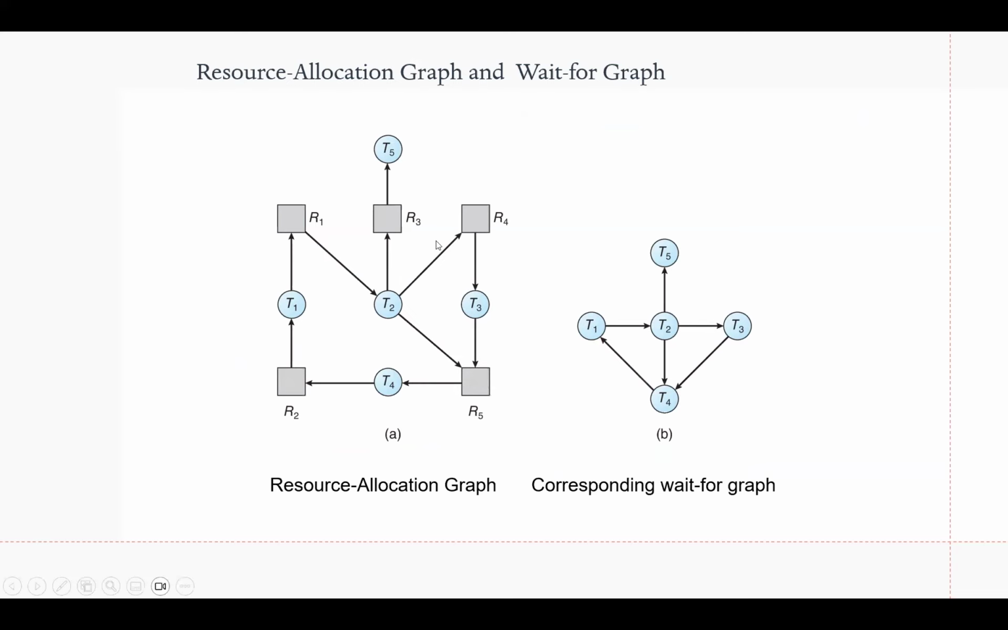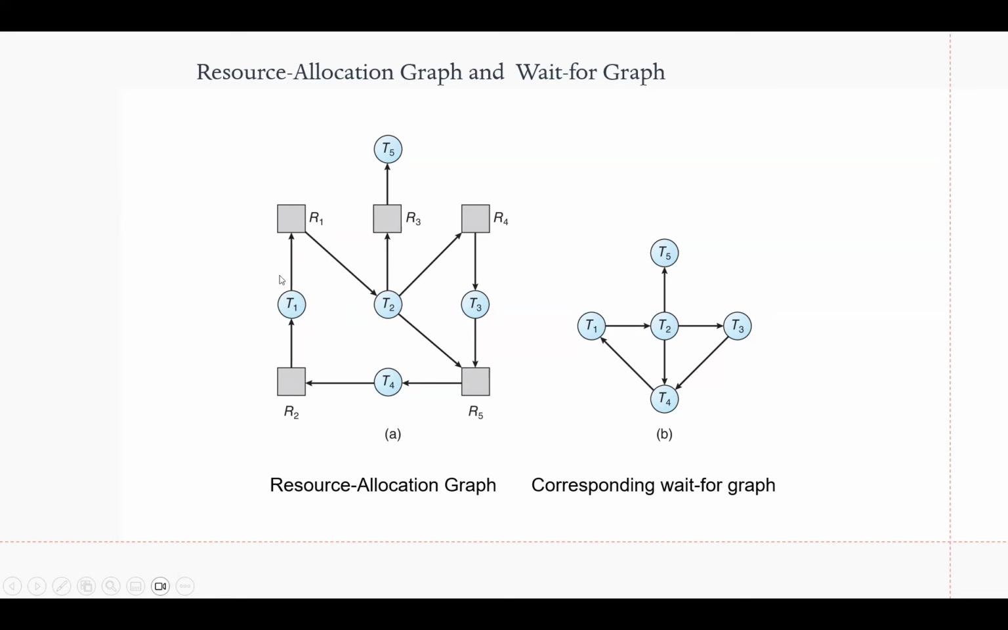Suppose this is a resource allocation graph. A resource allocation graph consists of vertices and edges. In a resource allocation graph, the vertices can be of two types. One is resource and another one is processes or threads. The circular ones are for the processes or threads, and the rectangular vertices are for the resources.